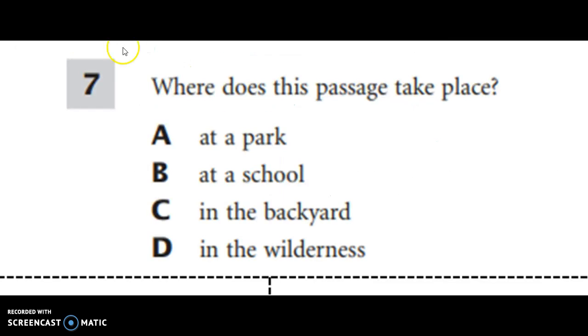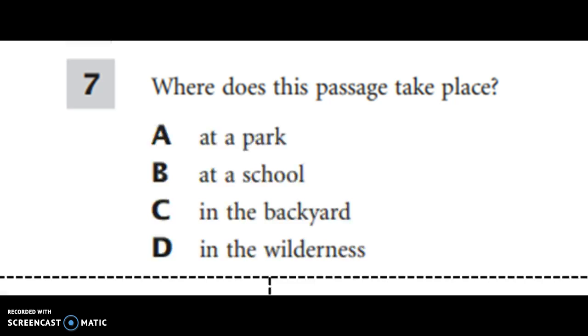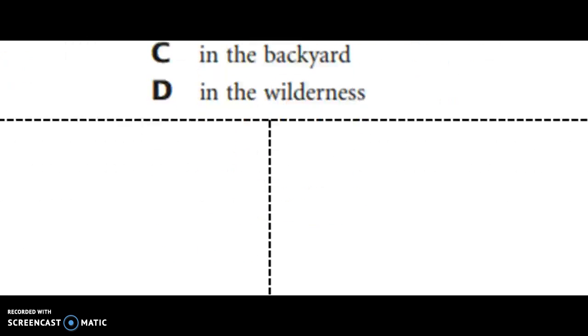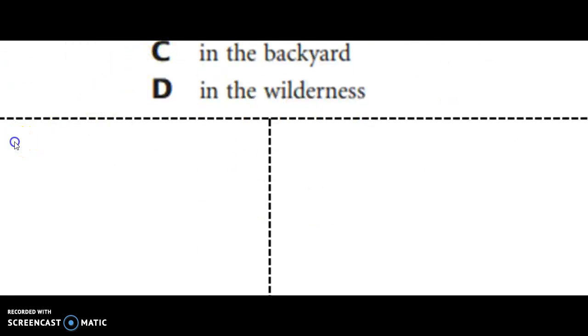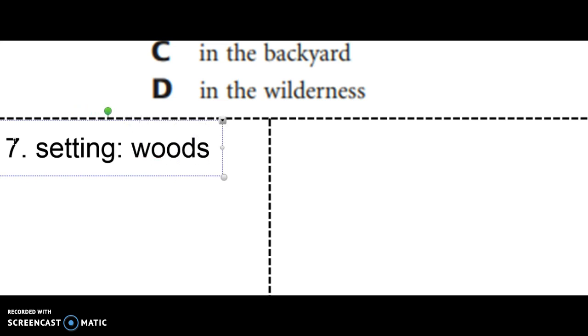Let's look at question 7. Again, we're going to focus on just the question first. Where does this passage take place? This question is a setting question. So down in my foldable, below number 6, I'm going to write 7, setting. Then I'm actually going to think to myself, what is the setting of this text? And I know that this was in the woods. The reason that I know it's in the woods, I'm going to put over here as my evidence.